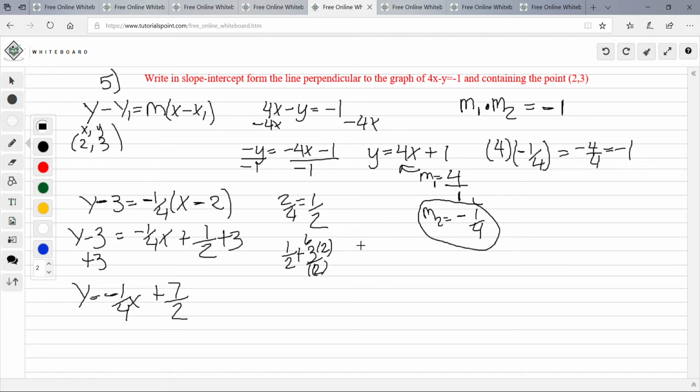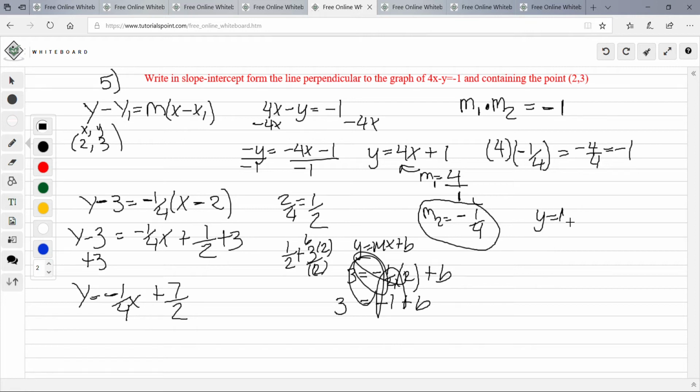We could use y equals mx plus b. We know that our m is -1/4, and our y is 3, and our x is 2. So y is 3, our slope is -1/4 times x, which is 2, plus b. So -1/4 times 2 is negative 1 plus b. Hold on, did I make a mistake? So wait.